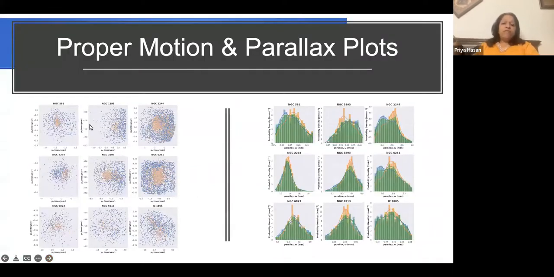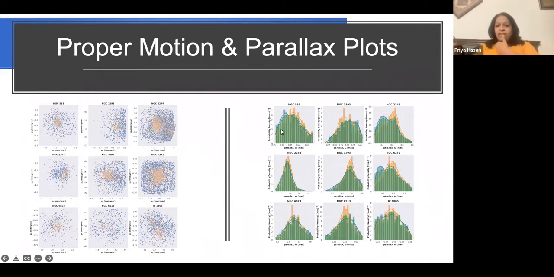So we used this method for our 9 clusters, and in all the plots you'll see, the orange spots are from the Cantat-Gaudin paper, the original stars which they had, and the blue stars are the stars which we derived using random forest after using the training set from the Cantat-Gaudin paper. So you can see here in proper motion space, these are the earlier members, and the blue ones are the ones that we derived. You can see the comparison.